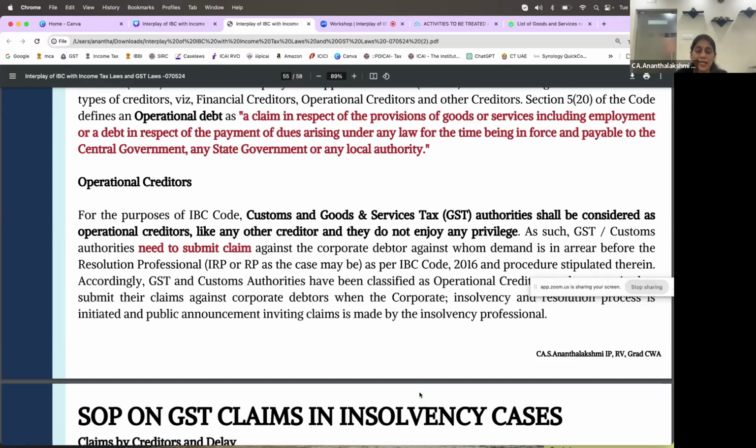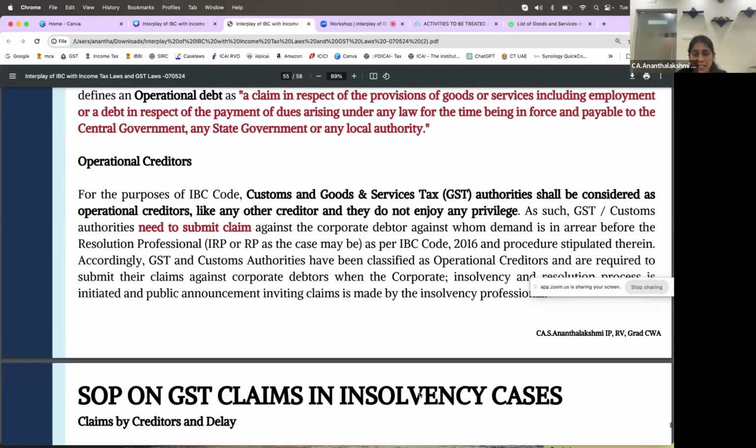So there is one High Court case, of the Jharkhand state government, where even they have not filed their claims. The GST department has not filed their GST claims. In that case, the court said, no, even if it is the government, you can't claim; once a claim is not submitted, you can't get any benefit from this IBC. That was held even for the government.